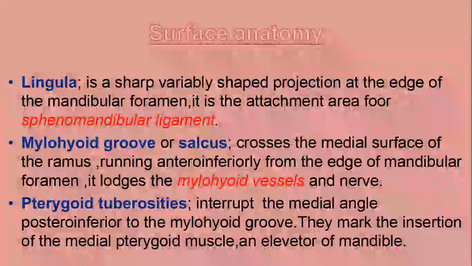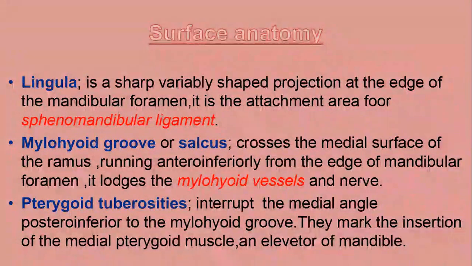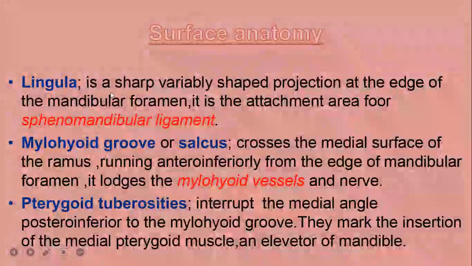Another point of discussion is the lingula. These are sharp projections of variable shape at the edge of the mandibular foramen, the attachment area for the sphenomandibular ligament. So that's the part which is known as the lingula.